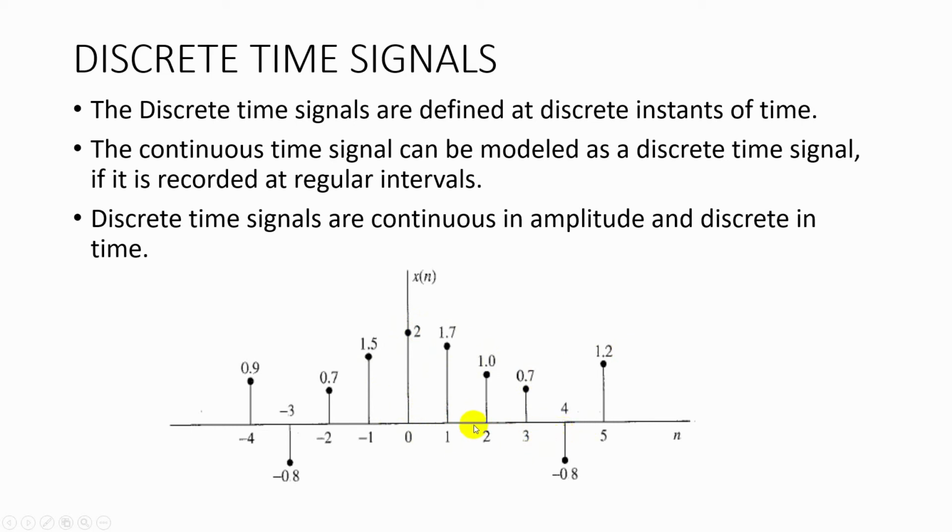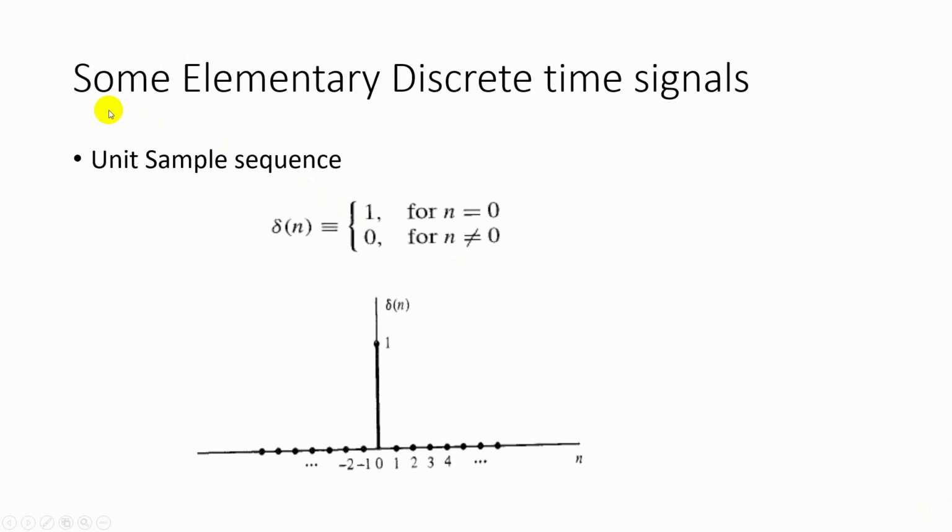Discrete time signals are represented by x of n. Continuous time signals are represented by x of t. We studied elementary discrete time signals already. They are the unit sample sequence or unit impulse sequence. That is, del of n is equal to 1 if n is equal to 0. That is equal to 0 when n is not equal to 0.